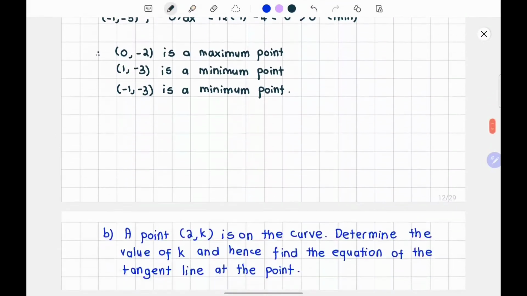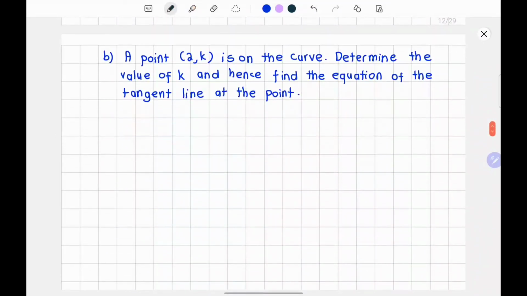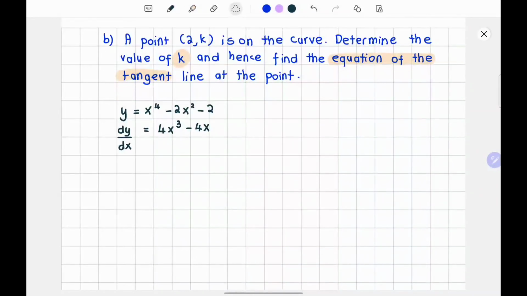Okay, next question B. A point 2, K is on the curve. Okay, ada satu point 2, K atas curve tadi. Determine the value of K. Kita nak cari nilai K and hence find the equation of the tangent. Kita nak cari equation of tangent. Saya keluarkan balik equation untuk Y, curve Y tu dengan dy dx. Okey, ni adalah soalan Y. Dan ini adalah dia punya dy dx.